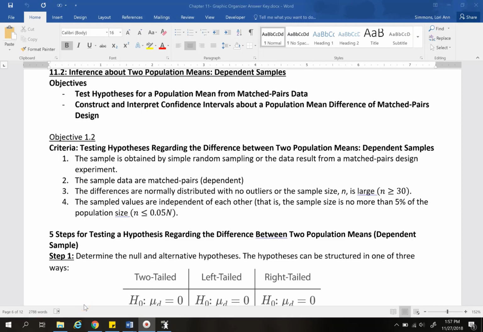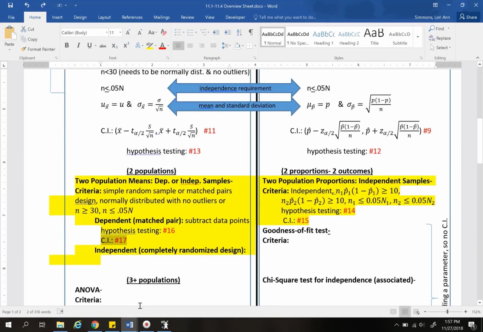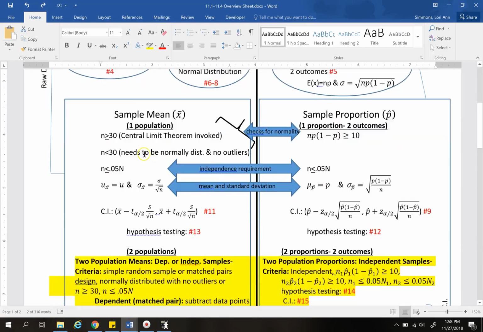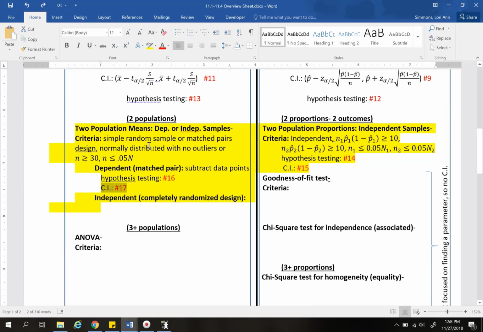Lesson 11.2, Inference about two population means that are dependent samples. If we look at our overview sheet, we have population mean on the left-hand side, so that's quantitative data, two populations, and that are dependents. So we're going to be filling in this number 16 and 17 from this lesson. Here are the criteria for both dependent and independent.